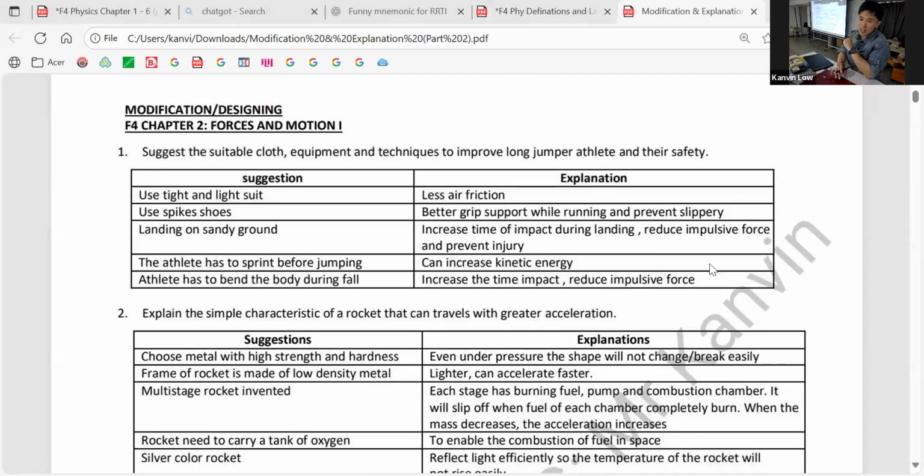Anyway, guys, these are the suggestion and explanation questions. So you will have 5 marks, and let's say, suggest the suitable clause. Okay, this is the previous question. Your midterm, they came out with this.